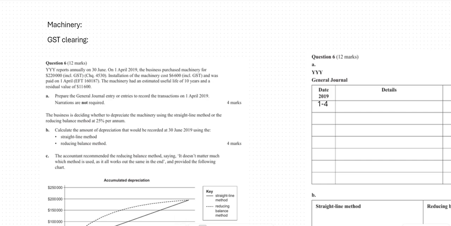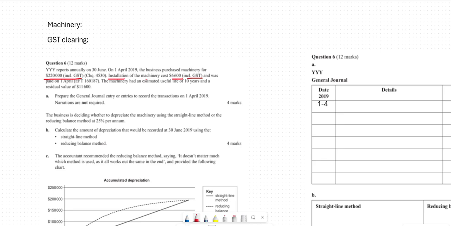Okay, so first thing to note, we've acquired the machinery for $220K, which includes the GST, so we need to factor that in terms of our calculation. And then same again for the installation. So the installation, $6,600, including the GST, is a cost incurred in getting the asset into a condition ready for use. So that is incorporated in the cost of the NCA.